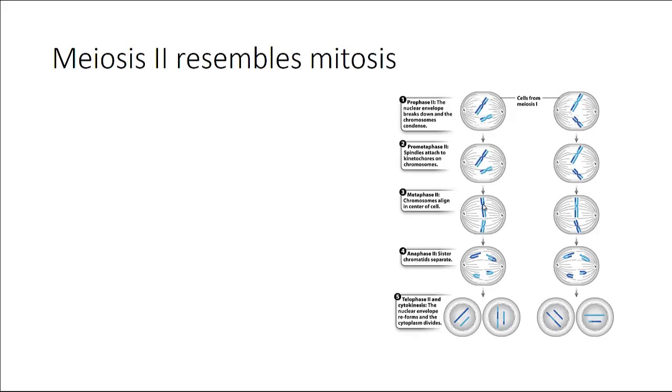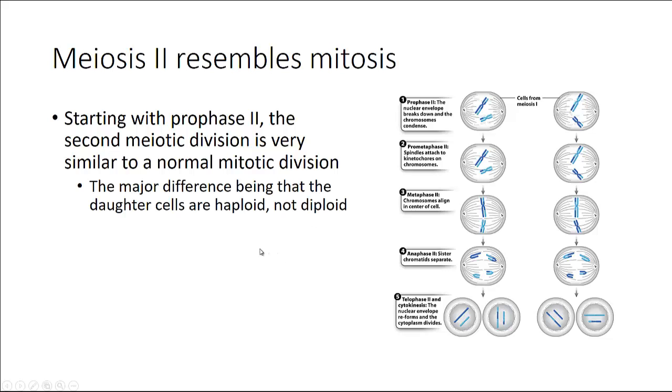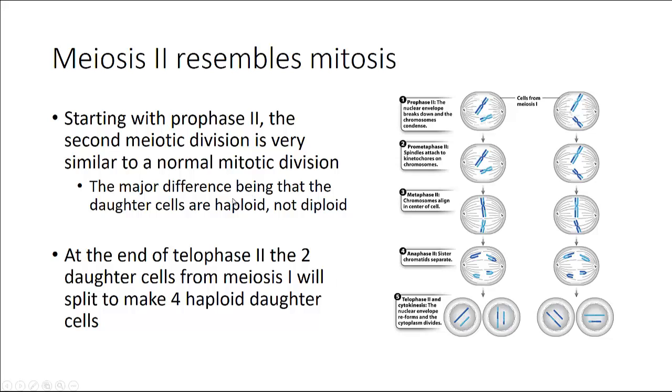So basically, it looks a lot like mitosis, in which things line up and they split apart. What's happening is we're splitting the last 2 pairs of the chromosomes that we have left after the result of meiosis 1. So starting with prophase 2, the major difference here is that these daughter cells are now haploid and not diploid, but they still have 46 chromosomes. They just don't have the 2 pairs of homologous chromosomes. What's going to happen is we're going to split those 46 into 23 in the remaining daughter cells down here at the bottom. So we'll have a total of 4 haploid daughter cells at the end of meiosis 2.